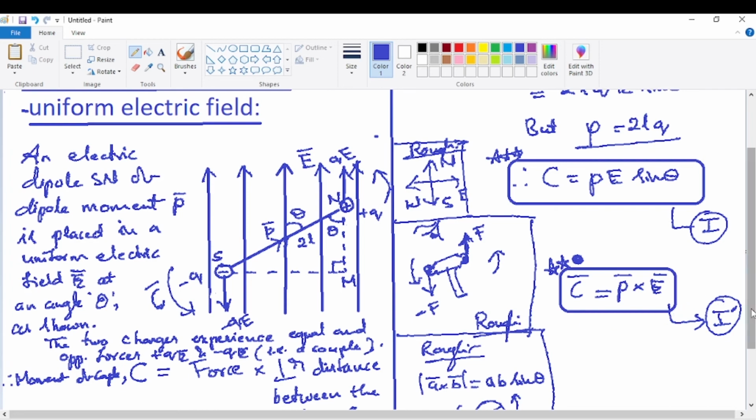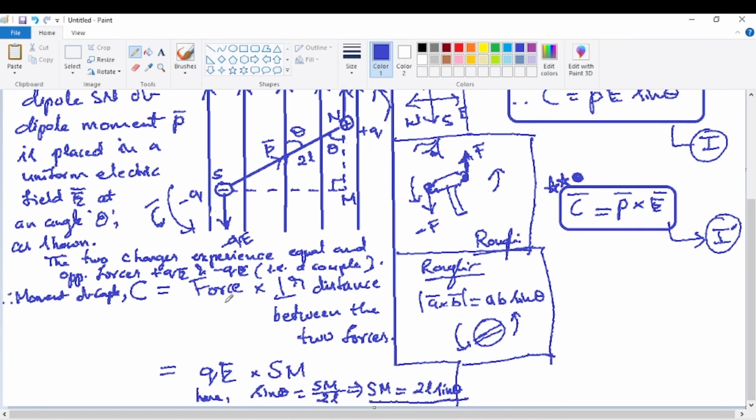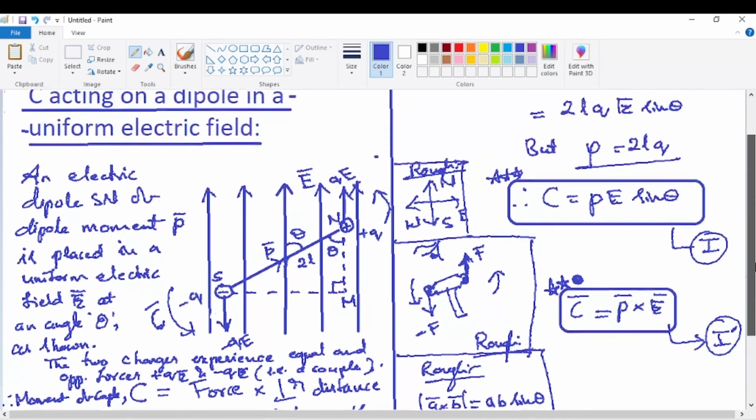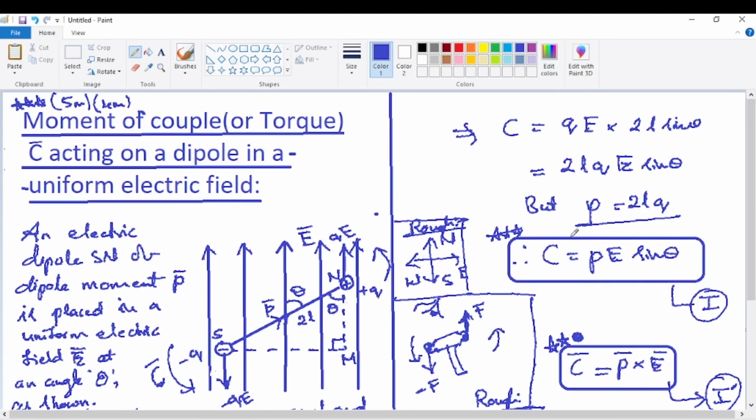Immediately after that, therefore moment of couple C is equal to force into perpendicular distance between the two forces. After that, this sine theta is equal to the perpendicular distance by 2L. Just see here, as it is, it should be taken down up to here. But what is P? Dipole moment. So that should be written clearly.